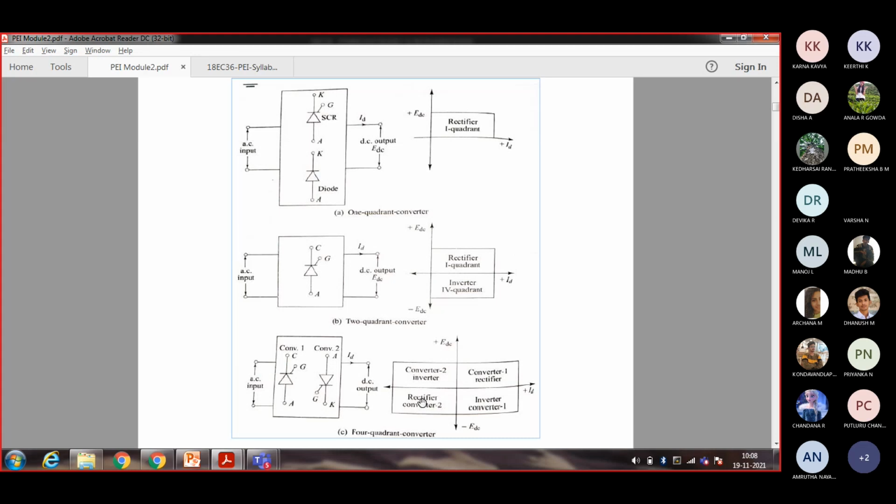That means one thyristor can perform two quadrant operation, and the other thyristor can perform the other two. Totally, we are going to get four quadrants. So the conclusion is, if you use a thyristor and a diode, it is one quadrant. If you use only one thyristor, it will be two quadrant. And with two thyristors, you will have four quadrant operation.